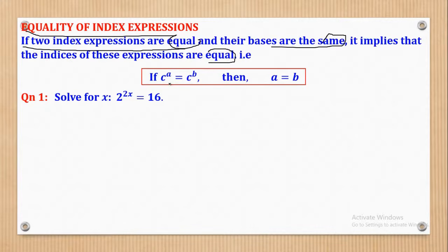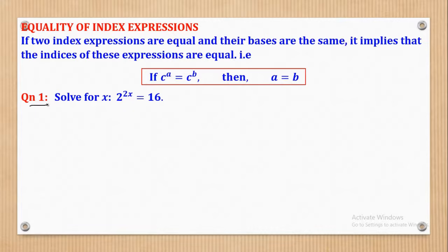For example, if I have c to power a equal to c to power b, you realize that this base is the same. As long as it is the same, it implies that even these powers are the same. That is why you see here that a is equal to b. Now that knowledge, we shall go through some of the questions for you to master the concept.